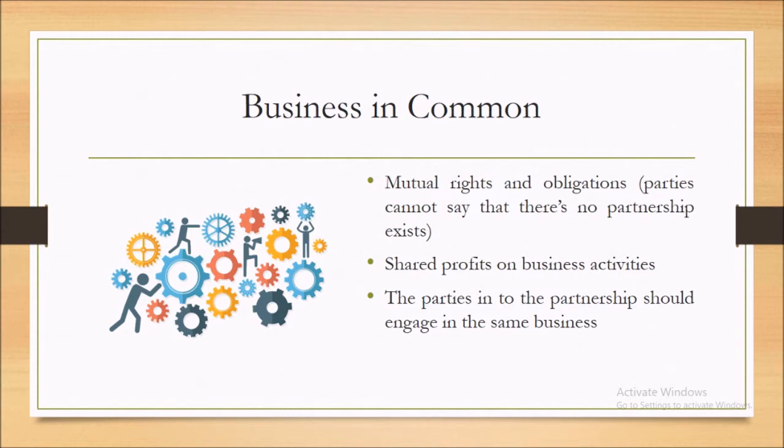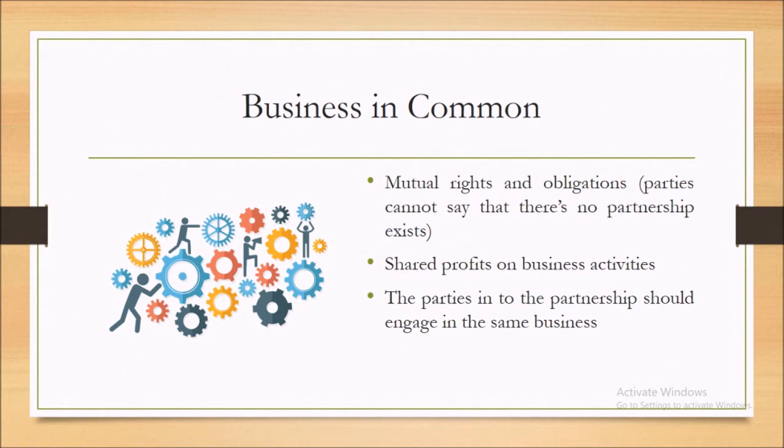They have the mutually agreed rights and obligations from each to other, right? And then they have the shared profits of the business. So whatever the business that they do, their intention should be a profit. So the profit oriented businesses are gaining some profits, or it can either be loss, but those things have to be shared between the partners, right? So shared profits or losses on a business activities.